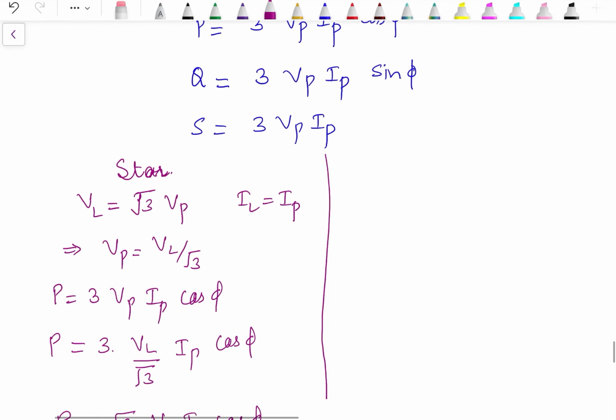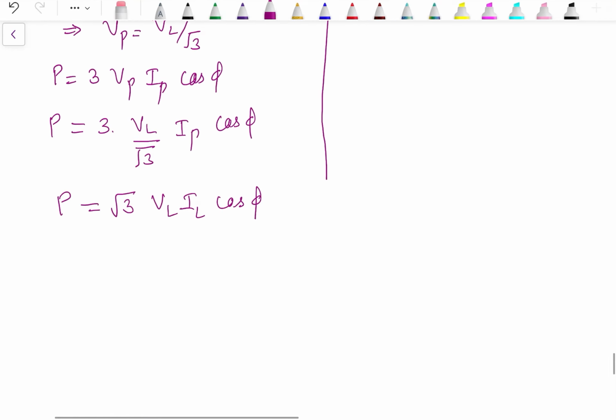Similarly we can do this for the reactive power as well as for the apparent power by substituting the values of Vp and Ip. So reactive power is root 3 times VL IL sin phi, and apparent power is root 3 times VL IL.